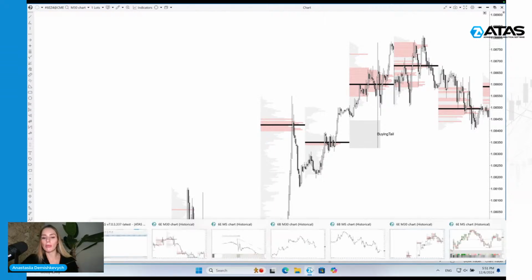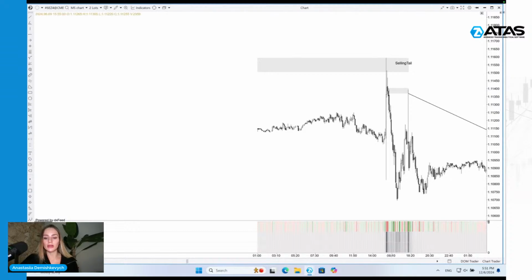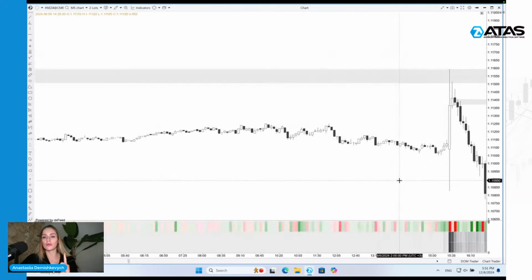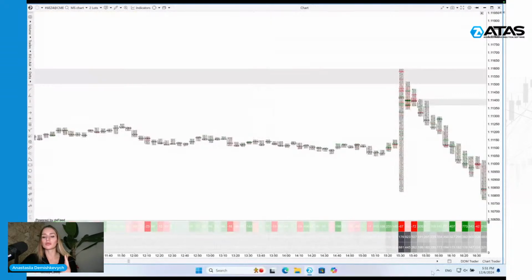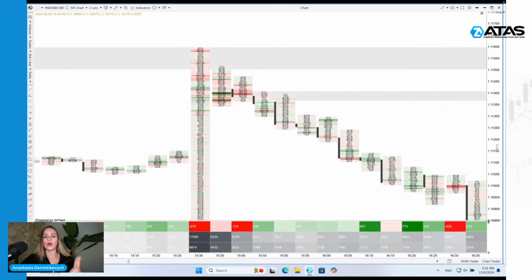And once I see the selling or buying tail, I'll go on my footprint chart, and inside of the footprint, I confirm the increased amount of volume, the increased amount of trades in the tail, and the exhaustion of buyers if it is a selling tail, or exhaustion of sellers if it is a buying tail. Okay, so using those confirmations on the footprint allows you to enter the trades like this. And my stop loss, I place behind the tail. So either below the buying tail or above the selling tail.